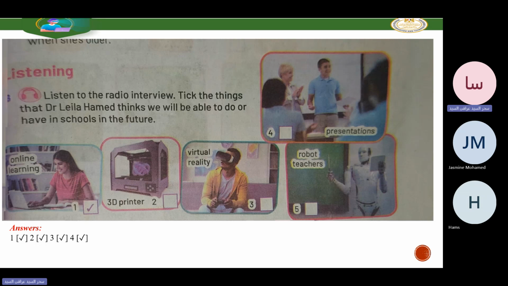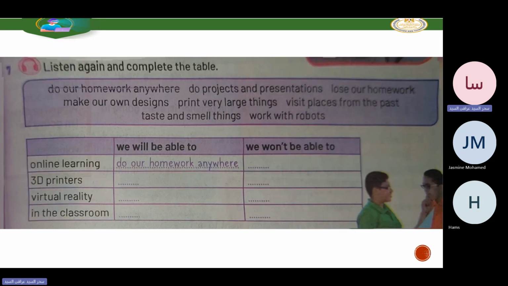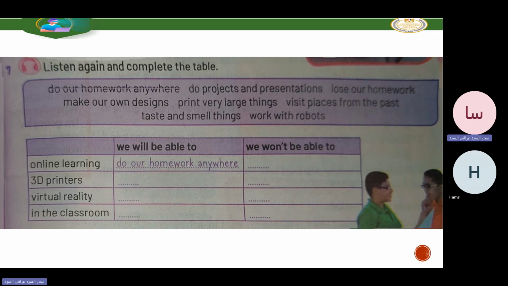Let's move to another point related to our listening text. Listen again and complete the table. Unfortunately, we don't have the time to listen again. Okay, we should fill these gaps with the words above. Number one is already done for you. Online learning, of course, we will be able to do our homework anywhere. The listening text tells us about that. What about number two? 3D printer, virtual reality, in classroom. Try to think of the answer quickly.